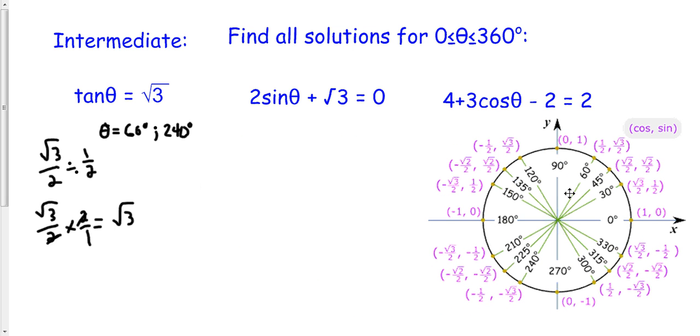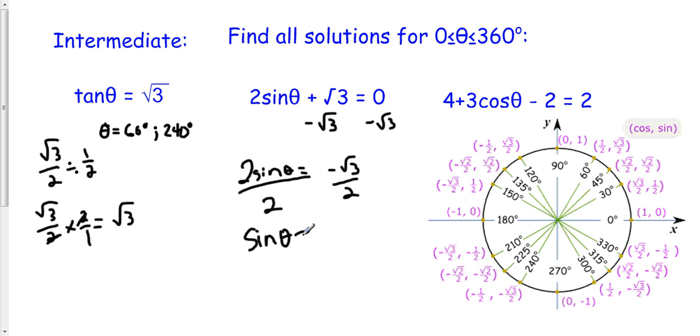So it says 2 sine theta plus root 3 equals 0. This one's actually not much different than the previous page either. You just have to do a little bit of math first. So we're going to solve this equation. I'm going to subtract root 3 from both sides. We get 2 sine theta equals negative root 3. We divide both sides by 2, and we get sine theta equals negative root 3 over 2.